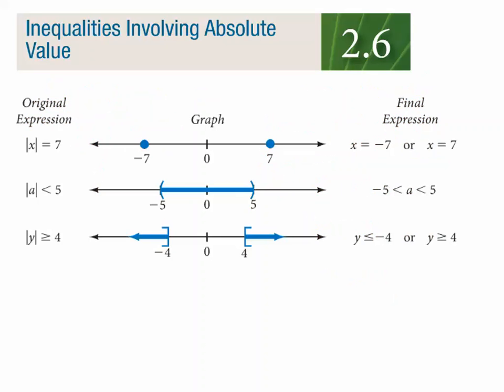All right, end of 2.5. Moving on to 2.6. We're going to change it up just a little bit. We're going to change it to inequality. What happens if you have absolute value, but now instead of having an equal sign, it has an inequality behind it, a less than or equal to, or a greater than or equal to symbol.